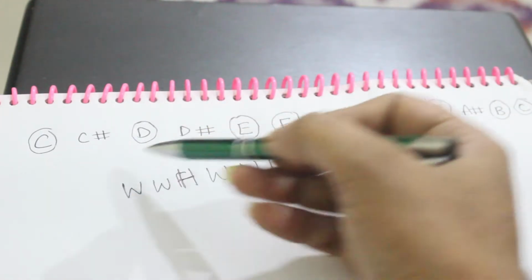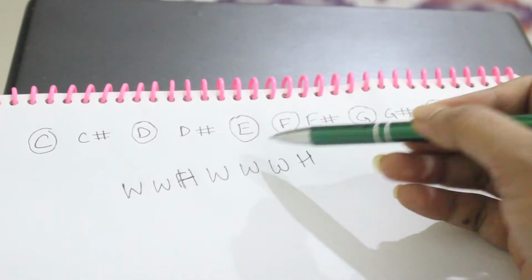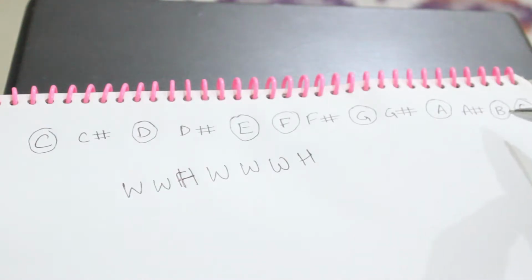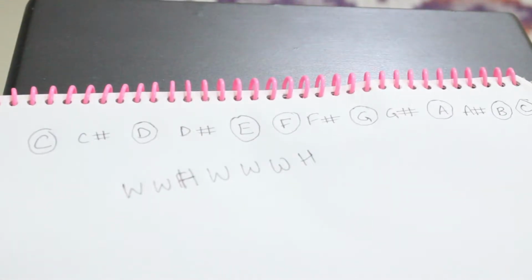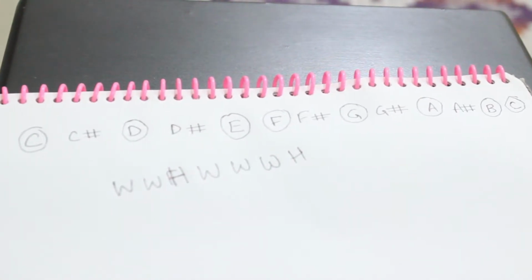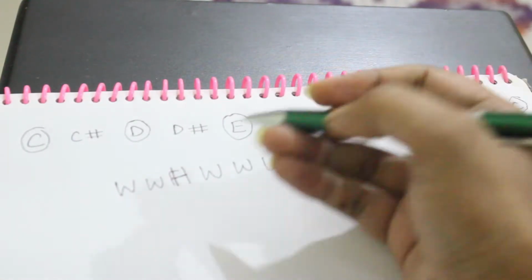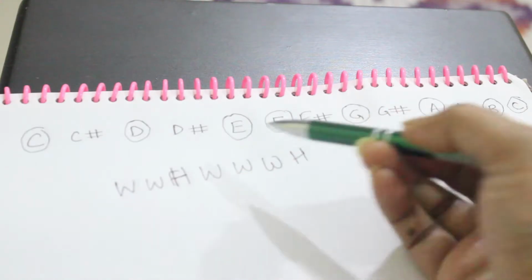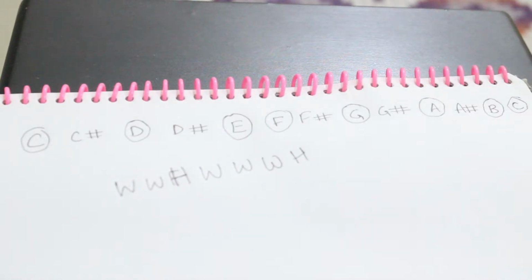So C, D, E, F, G, A, B, and the octave C. You can see that, I guess. So these are the notes of the C major scale. Now we have to find the family chords of the C major scale.